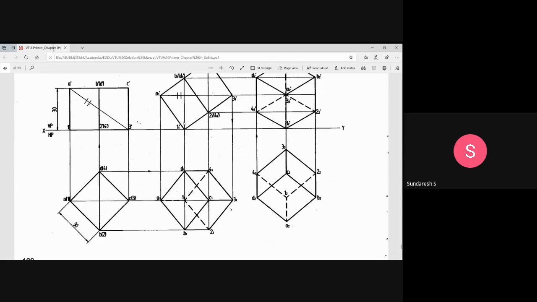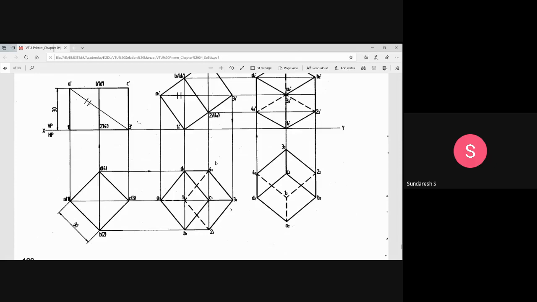So therefore, the edges which come out of 1 dash should be shown as a dashed line or an invisible edge. Once you see 1 dash and 4 dash, 1 dash and 2 dash, and 1 dash and 5 dash, these are the edges which are not visible in the top view. The rest of the edges are forming an outline, so just join those with a continuous thick line.